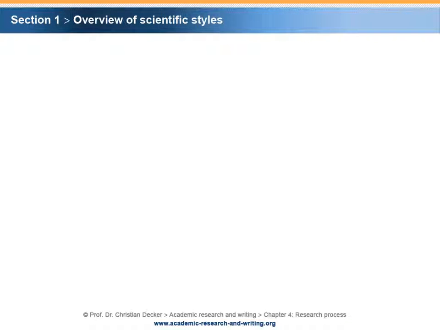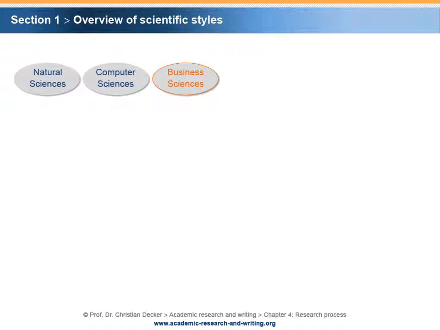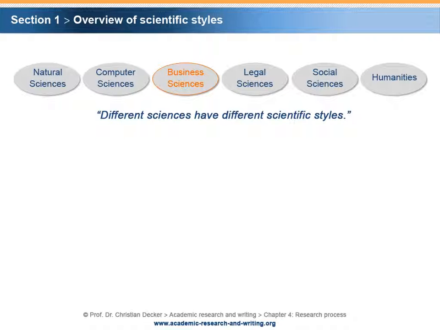While identifying a scientific style, one has to consider that there is a wide span of sciences, including, for example, natural sciences, computer sciences, business sciences, legal sciences, social sciences, and humanities. Please note, different sciences have different scientific styles. The nature of a discipline determines its academic character.